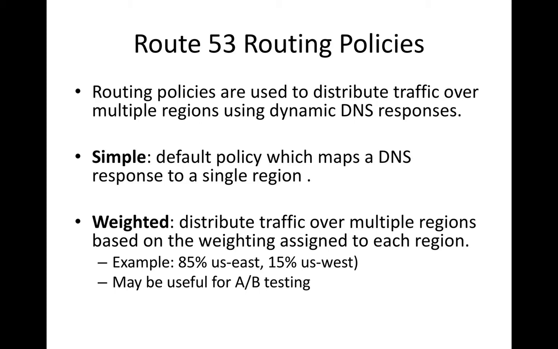You can also create a weighted routing policy. With a weighted routing policy, Route 53 will distribute traffic across multiple regions based upon a weighting that you assign to each of the regions. For example, you might tell Route 53 that you want 85% of the DNS requests to route traffic to the US East 1 region, and you want 15% of requests to be routed to the US West 1 region. And this is all happening via DNS.